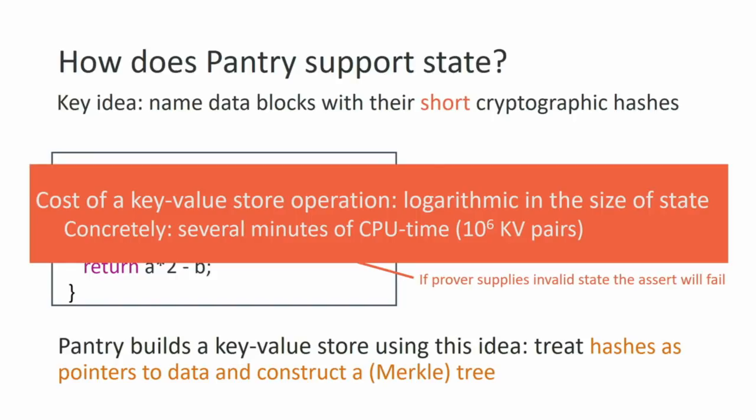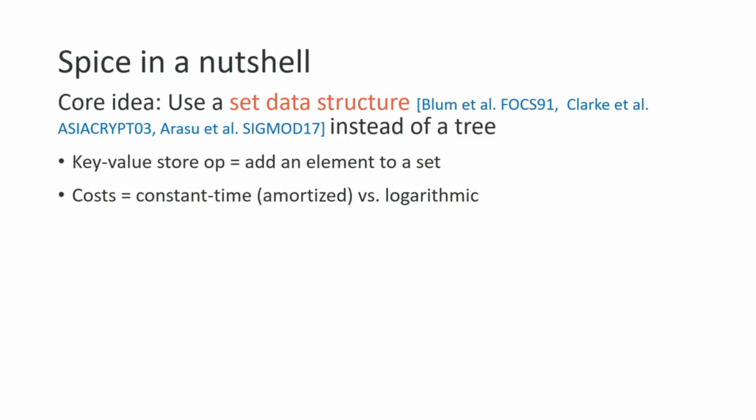SPICE addresses these performance problems. The core idea in SPICE is to use a set data structure instead of a tree data structure. We then map key value store operations to operations on a set. As a result, the cost of a storage operation is constant time instead of logarithmic on an amortized basis.